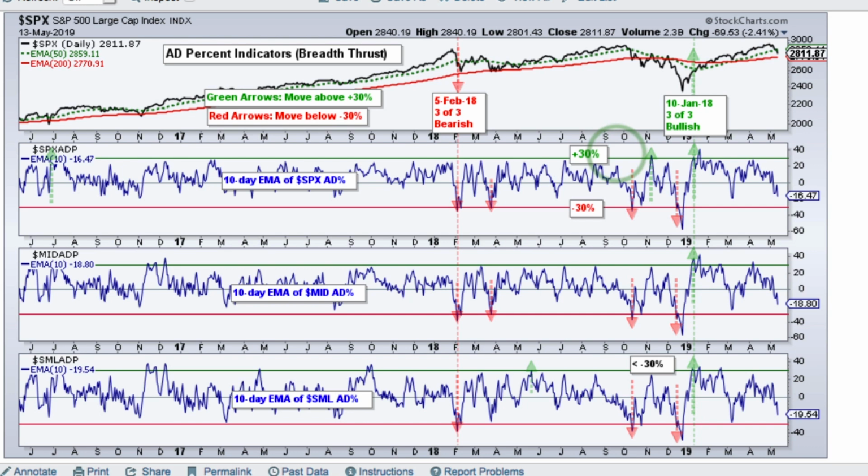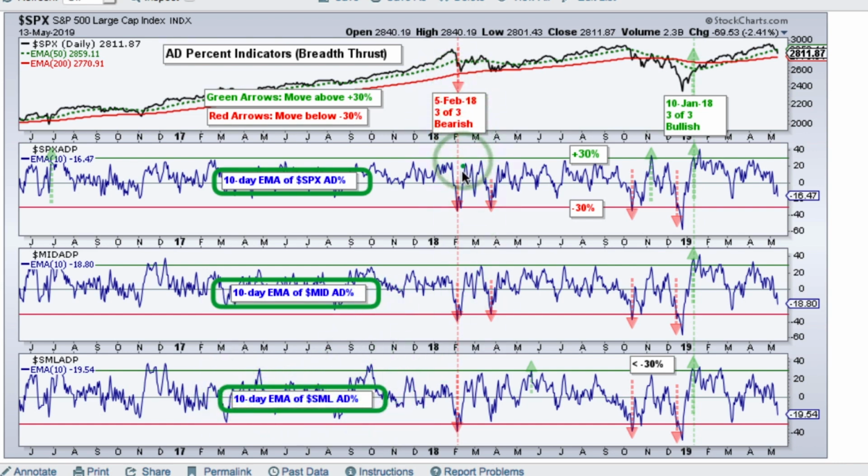So in the previous chart, I showed you we had daily readings for AD%. But as far as the medium or longer term signals are concerned, I take a 10-day EMA of that indicator to look for a bullish or bearish breadth thrust. And this is kind of similar to the logic behind the Zweig breadth thrust. Marty Zweig also used a 10-day moving average for his indicators. And so I kind of cribbed off of Marty Zweig's work. And so I've got a 10-day EMA of 80% for these three indexes.